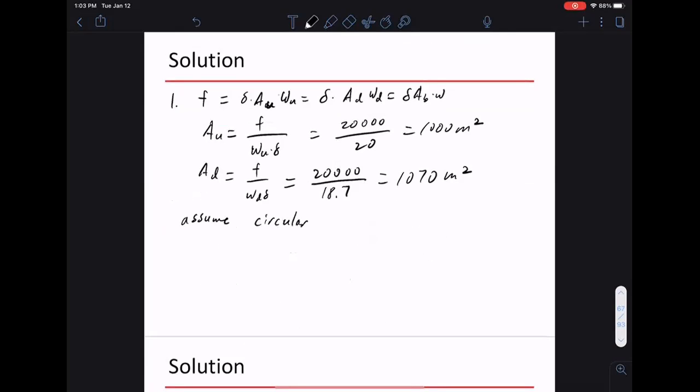And then if we assume circular areas, then the radius of the circle upwind is about, or let's look at the diameter.